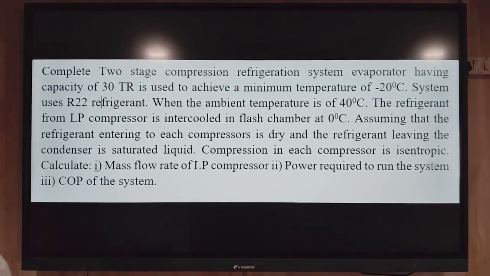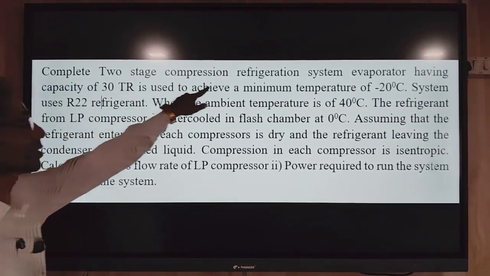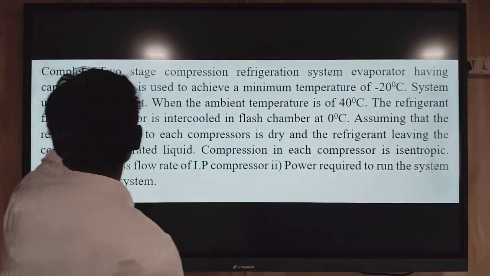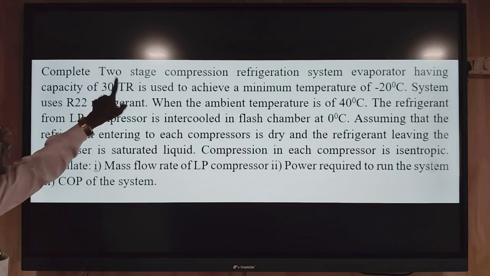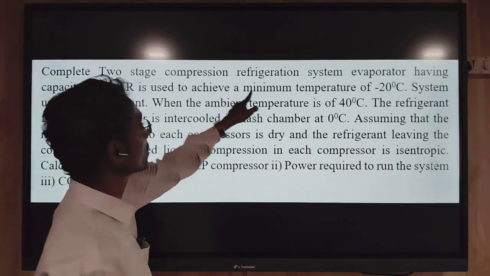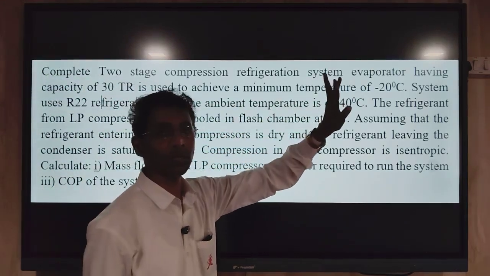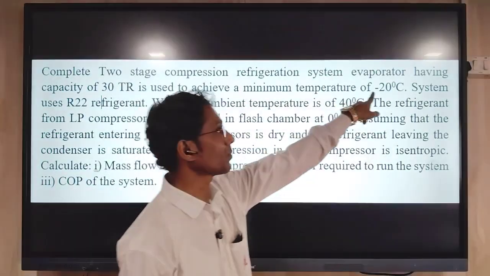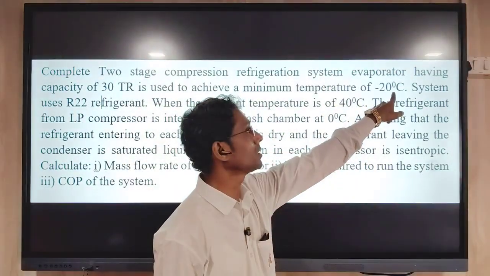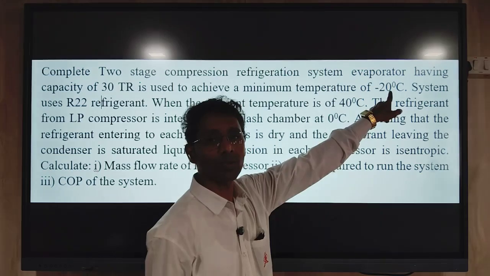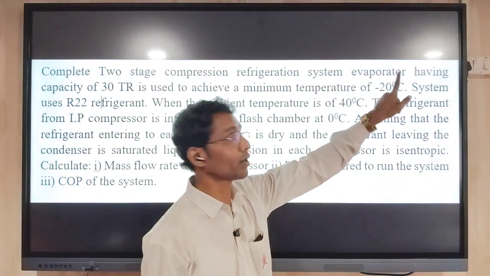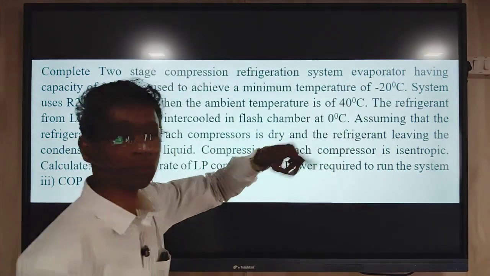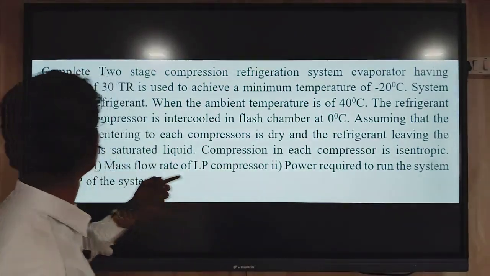In this statement, what is given? A complete two-stage compression refrigeration system is having a capacity of 30 TR, means the cooling load is given, used to achieve a minimum temperature of minus 20 degrees Celsius. This is the temperature of the evaporator, means the exit temperature of the evaporator, or the entry temperature of compressor 1, that is point number 1, minus 20 degrees Celsius for the location on the chart.